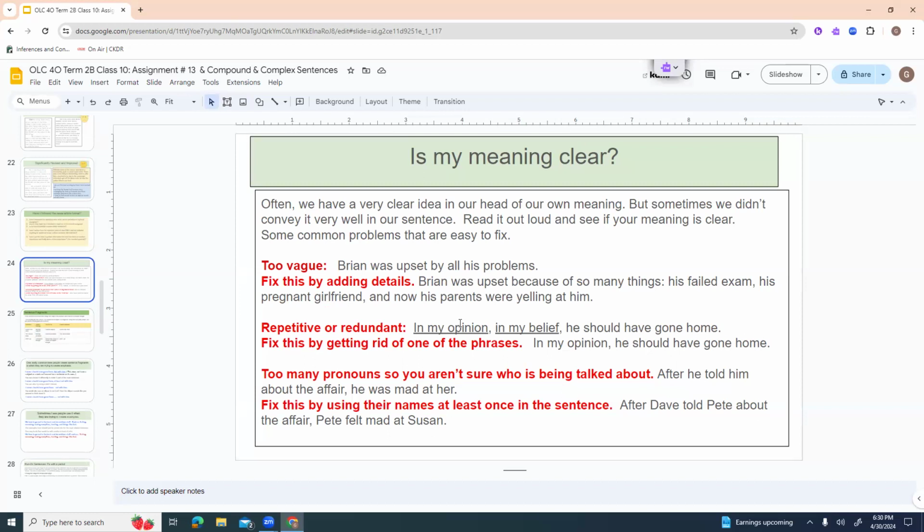Repetitive or redundant. In other words, you're saying the same thing over and over. So, example, in my opinion, in my belief, he should have gone home. Those two phrases mean the same thing. Just get rid of one of them and then you're fine. In my opinion, he should have gone home.